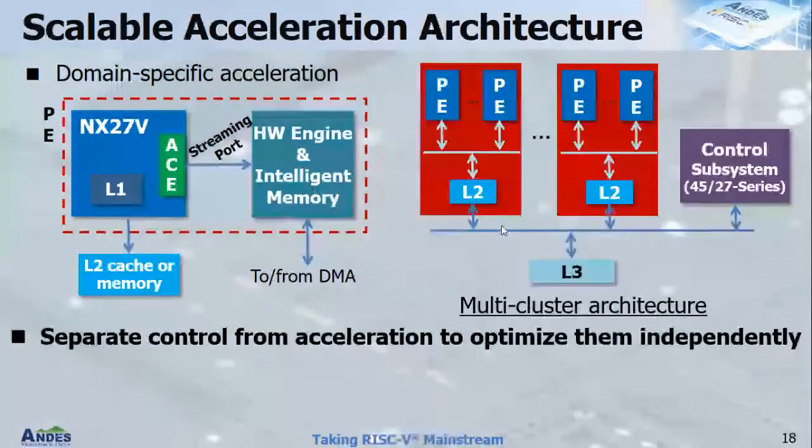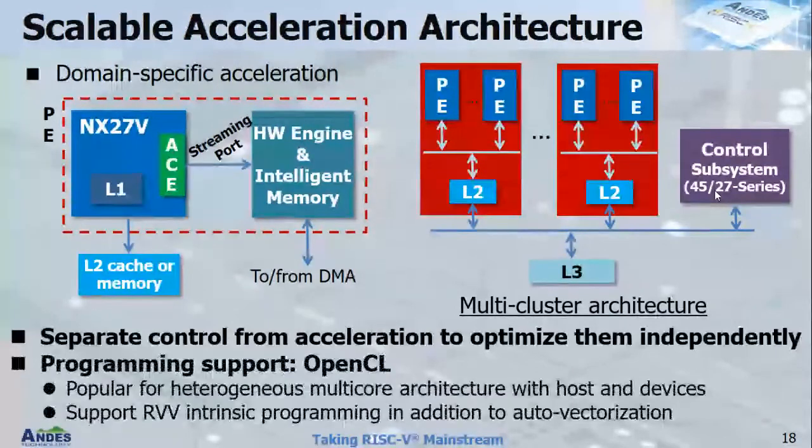And now customers are taking many of these processing engines together, combining them with some level 2 cache, and this whole thing will have in parallel some small control subsystem, for example, our 45 series or 27 series, which will get the numbers from the outside world or the workloads and then instruct the process engines what to do. So you get a very powerful, in-software reconfigurable system on your ASIC with a possible scenario like this.